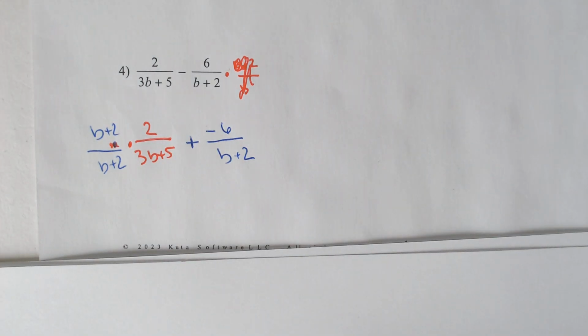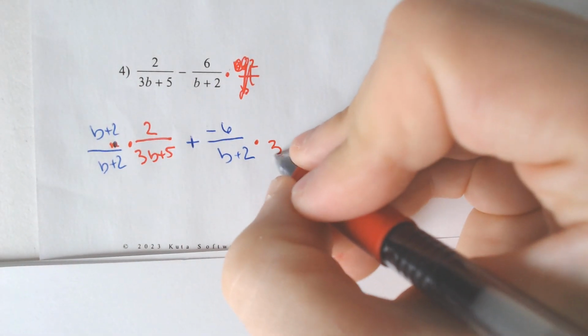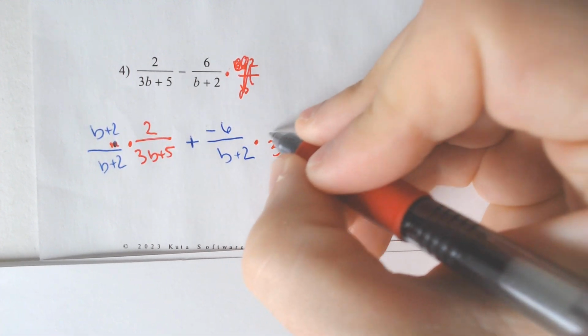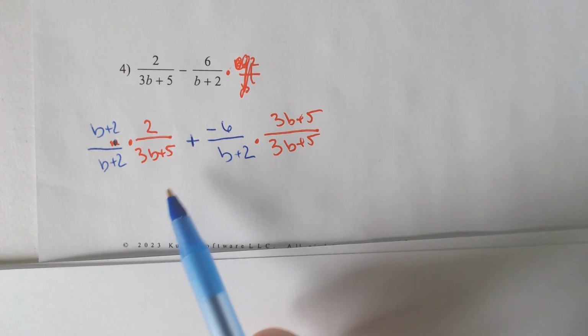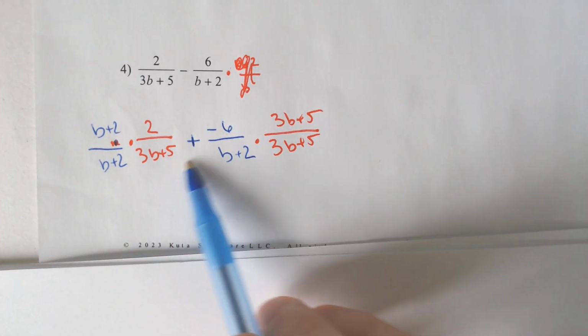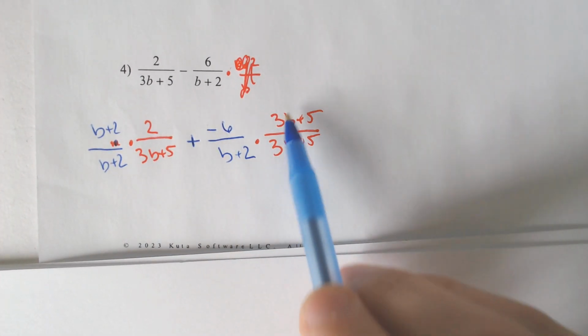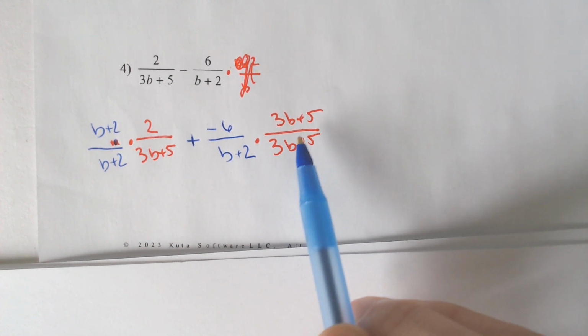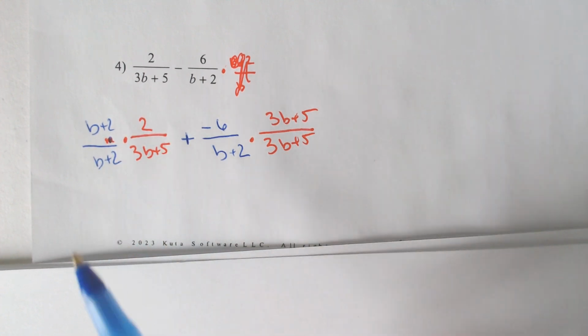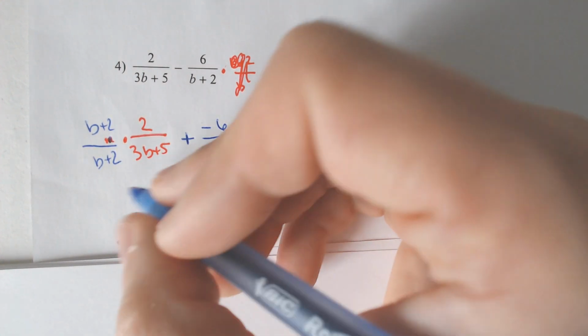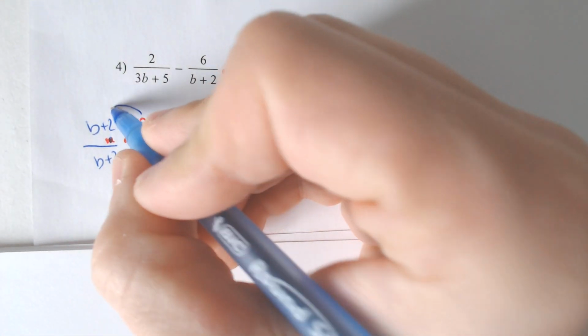So over here, we're missing the 3b plus 5 and the 3b plus 5. So look at the bottoms. The bottoms are now the same. We had a b plus 2. We multiplied by the 3b plus 5 because that was what we were missing. We had the 3b plus 5, and we multiplied by the b plus 2s because that was what we were missing. We are going to distribute the top of the fractions.